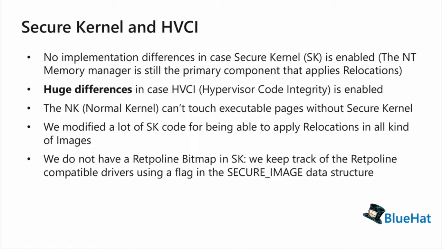One big difference to say is that in the secure kernel, we don't keep track of Retpoline using a bitmap. This is because the secure kernel only has an idea of protected images, which means an image is either Retpoline compatible or not. There are no other differences. So we put a bit in the secure image data structure that the secure kernel uses to keep track of the protected binaries.